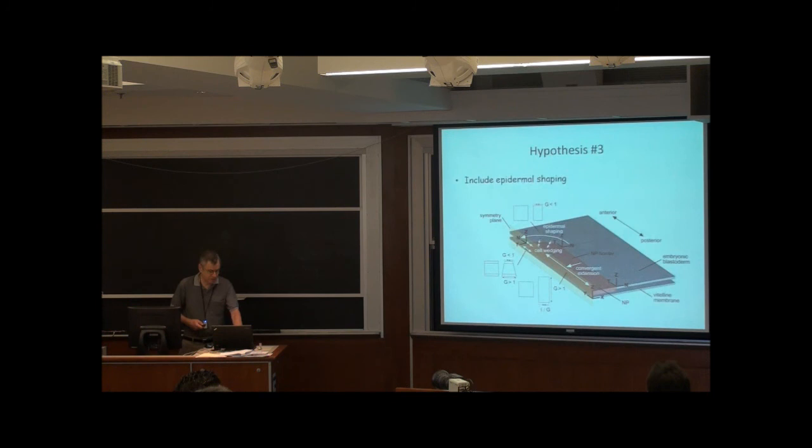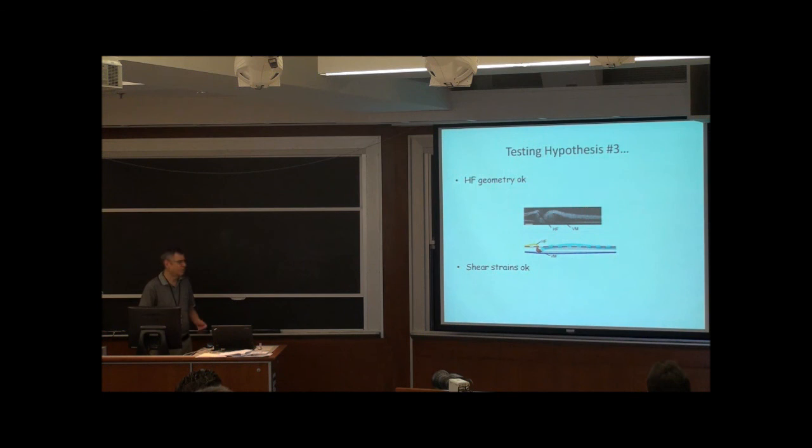We call this epidermal shaping. We can include this into the model by having a region of negative growth, or actually shrinkage, above the head fold region. Everything else is the same. So if we include that, this is our third hypothesis. The head fold geometry now becomes much better again, because that shrinking or contracting region above the head fold pulls this piece downward. The shear strains are still okay.